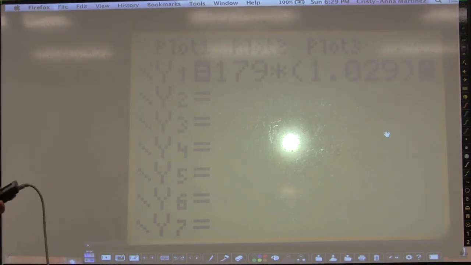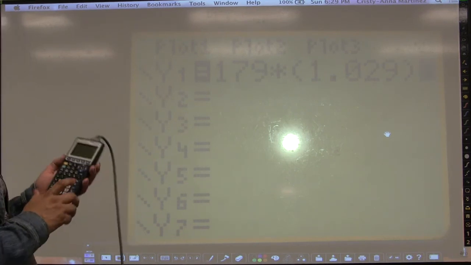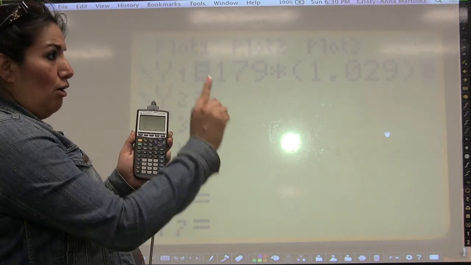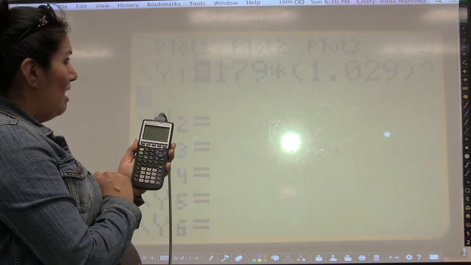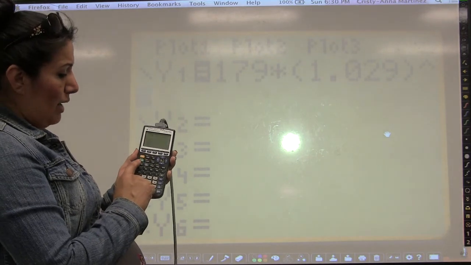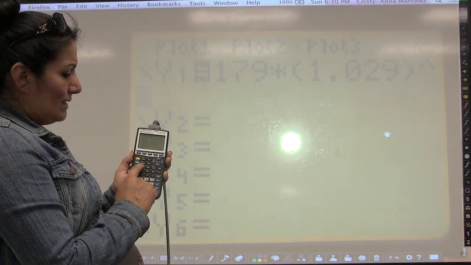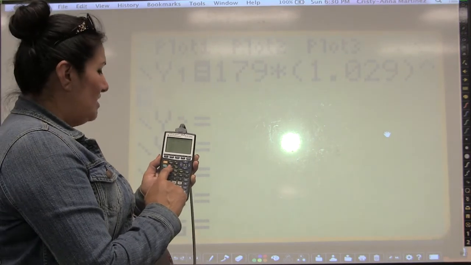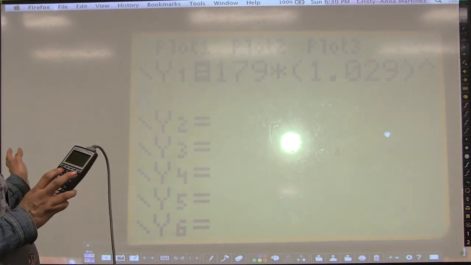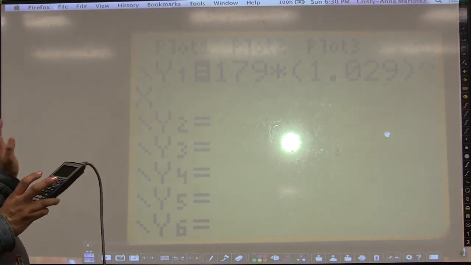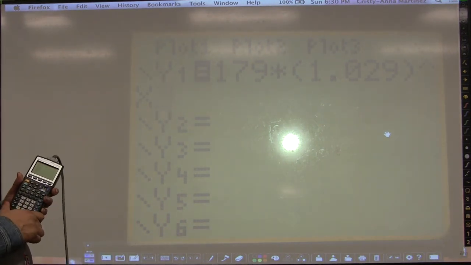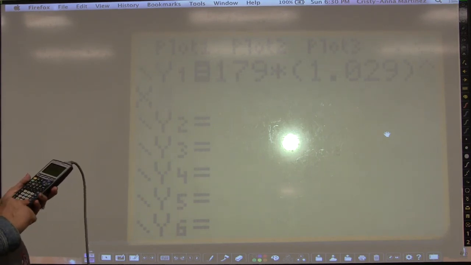close the parentheses, and then to do the power button, you want to use the caret key, which is right here below the clear button. It looks almost like a little arrow going up, so that's called the caret key, and that means to raise to the power of the variable. You have a variable button, and it's right here next to the alpha button. And it says x, t, theta, n. Basically, that means that it's just a generic variable button. So even though we have a t in the problem, it's going to show up as an x. But the x doesn't really matter what you call it as long as it's a variable. So we're going to use x, and so you should have 179 times 1.029 to the x power, hit enter.